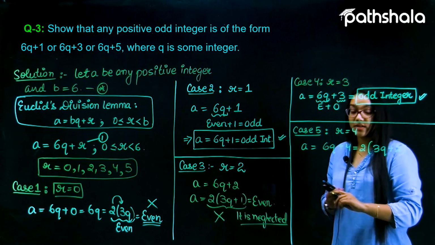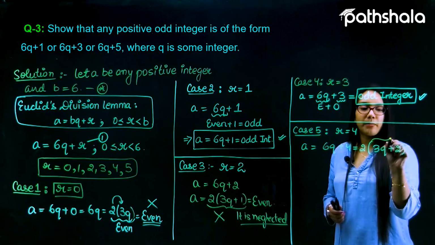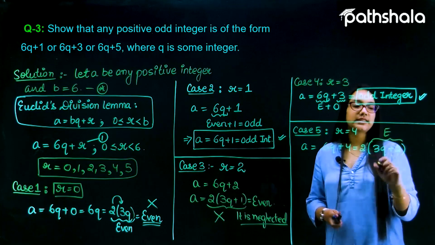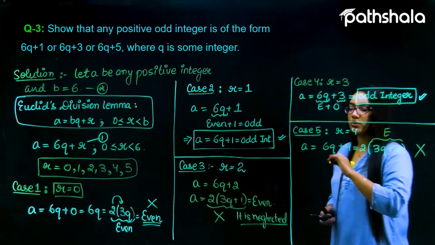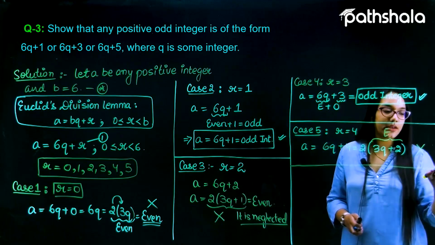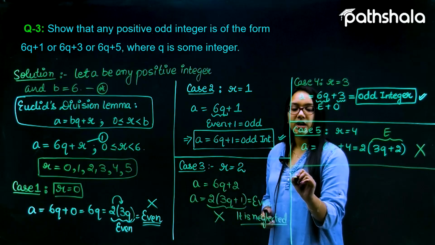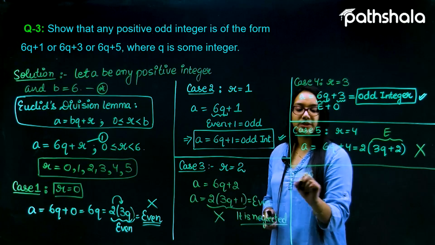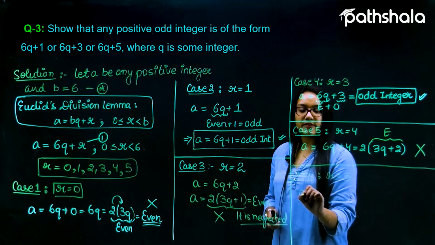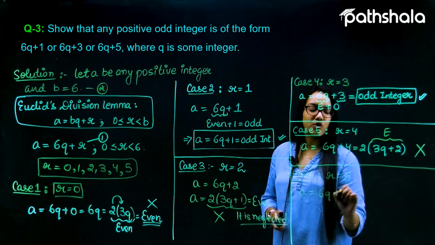Again, we know that 2 is a factor of this particular number. So this is nothing but an even integer. So hence this case is again neglected, because we do not want to find the case of an even integer. We are taking the case of an odd integer only. So let's move on toward case number 6, in which the remainder is nothing but 5. Substitute the value of r as 5. So a is equal to 6q plus 5.